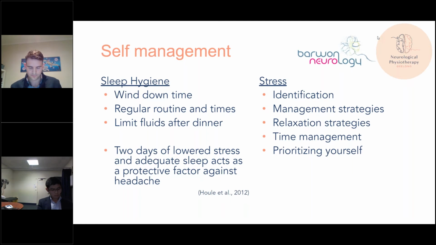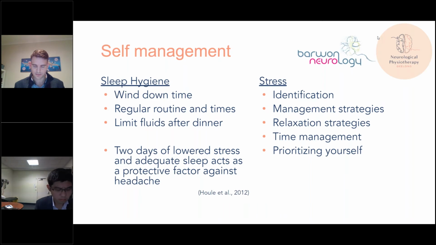Try and keep the bed for sleep and intimacy would be another piece of advice, because 2 days of lowered stress and adequate sleep is a significant protective factor against headache and similarly to migraine.